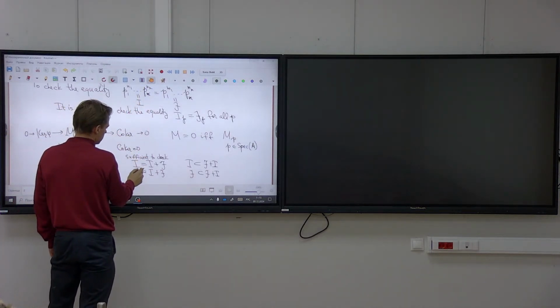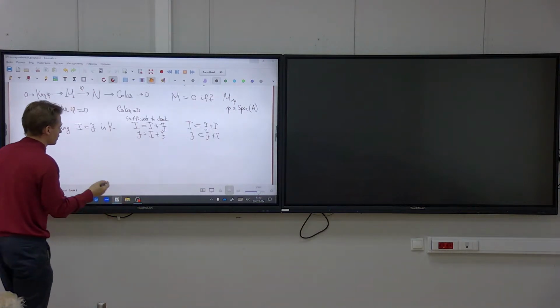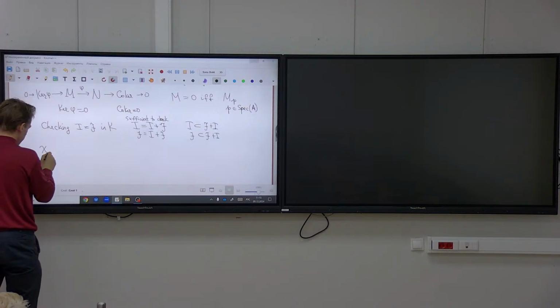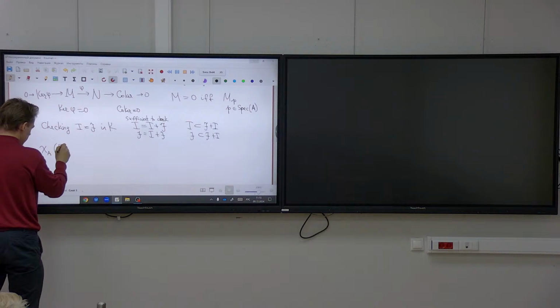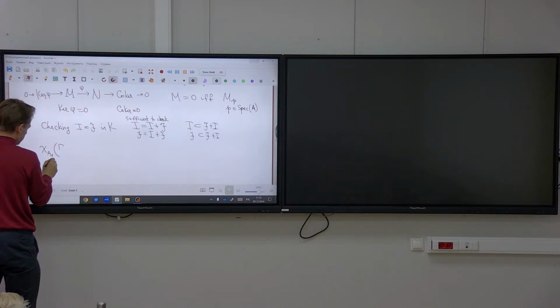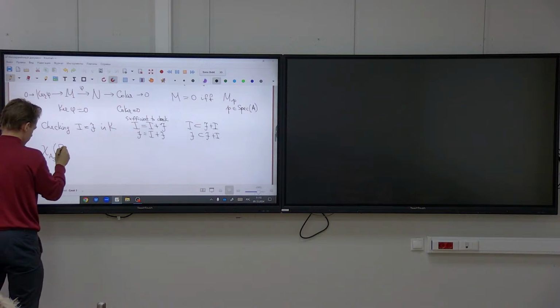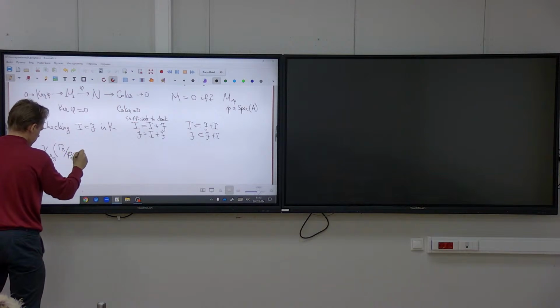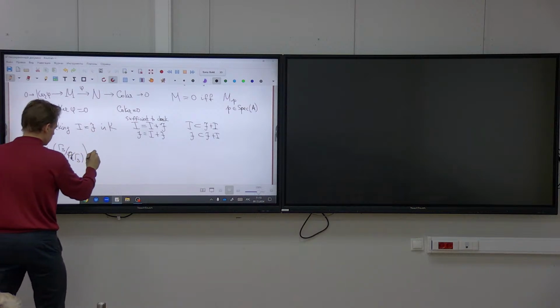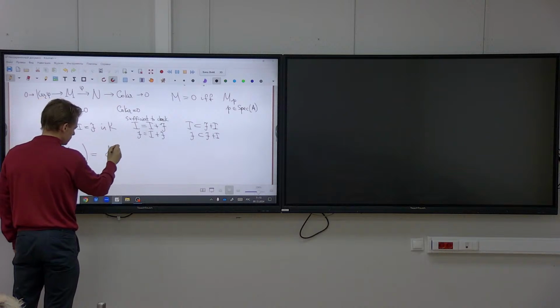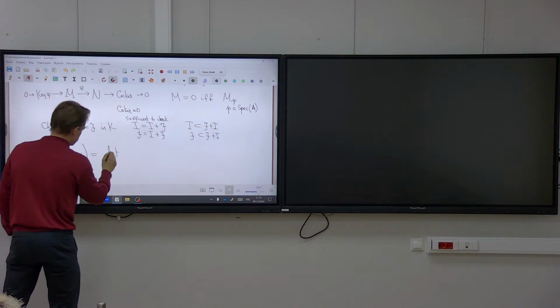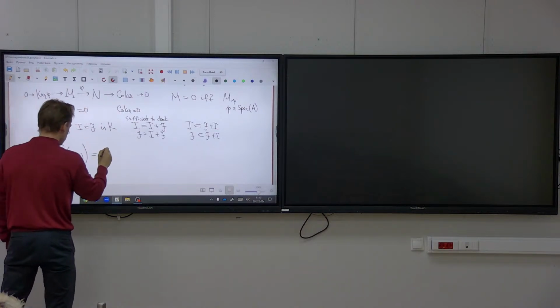If you want to check that the localizations are the same, when you pass to localizations, you see that if you take localization with respect to any S, this is an exercise, that chi is consistent with localization: phi of gamma S. The right hand side is consistent, so this chi is just taking chi of gamma and localizing.